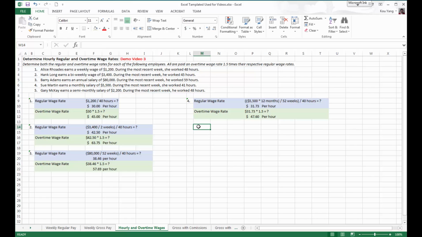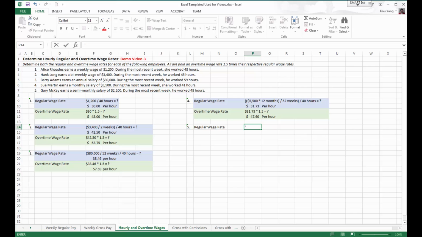Okay. Last but not least, scenario number 5 for Gary McKay. He earns a semi-monthly salary of $2,200. During the most recent week, he worked 48 hours. So once again, we have to convert up to his annual salary.